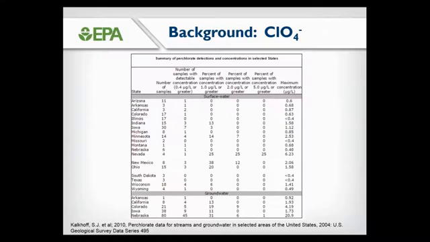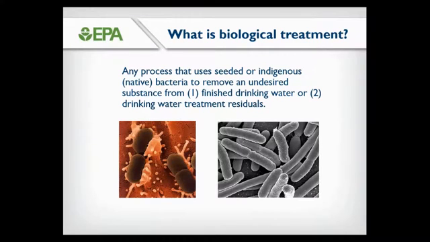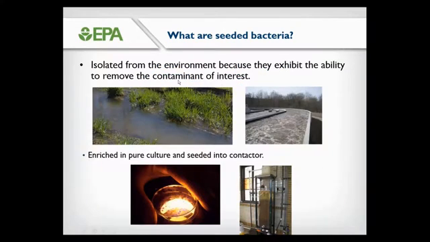So with a little bit of background under our belt, we'll move into some science basics for biological treatment. For the purposes of this presentation, we're going to define biological treatment as any process that uses seeded or indigenous bacteria to remove an undesired substance, either from finished drinking water or from drinking water treatment residuals. For the remainder of this presentation, we're going to be focusing on the production of finished drinking water.